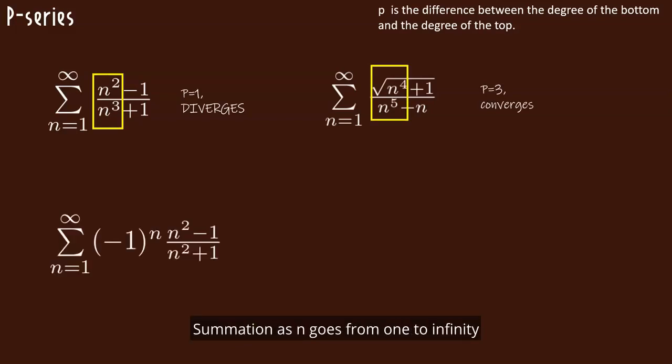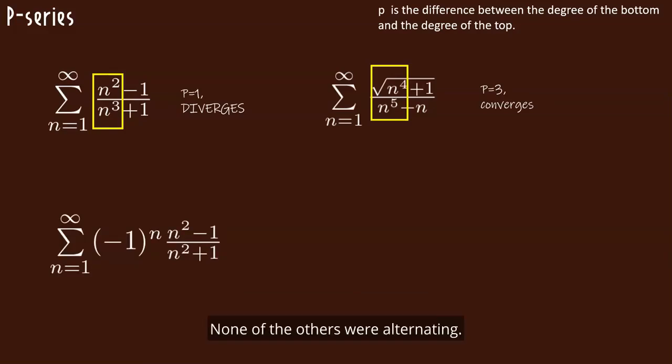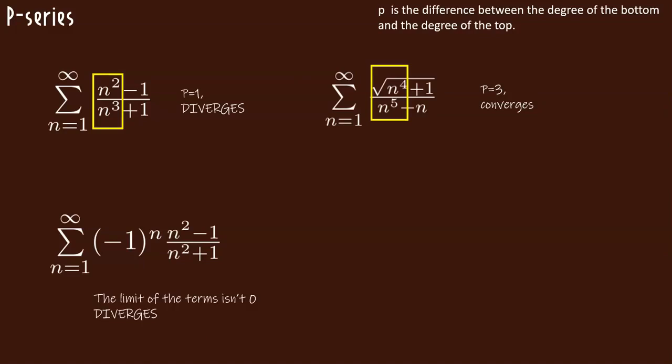Summation as n goes from 1 to infinity of negative 1 to the n times n squared minus 1 over n squared plus 1. Oh, this is alternating. None of the others were alternating. That actually is going to make a difference. But in this case, it's moot because the terms don't go to 0. The limit of the terms is 1, so it will diverge.